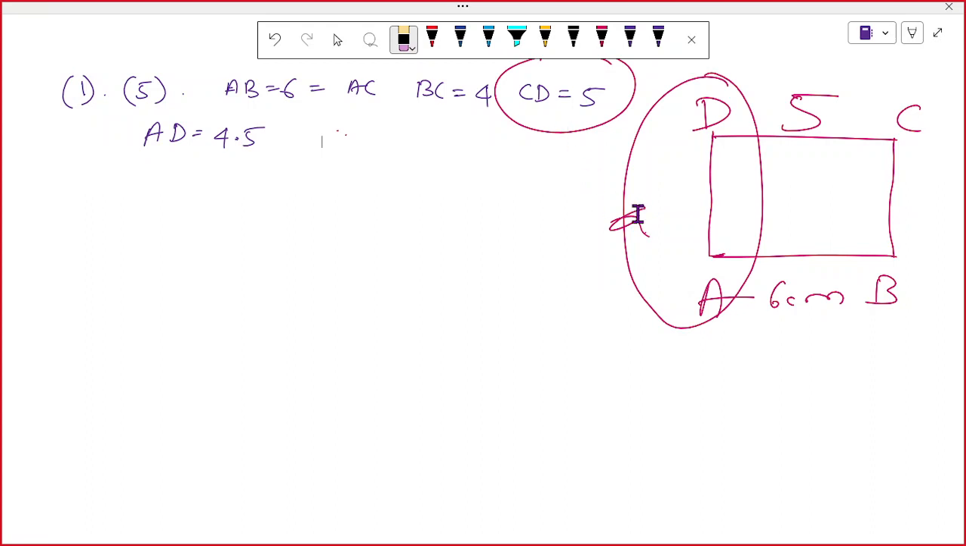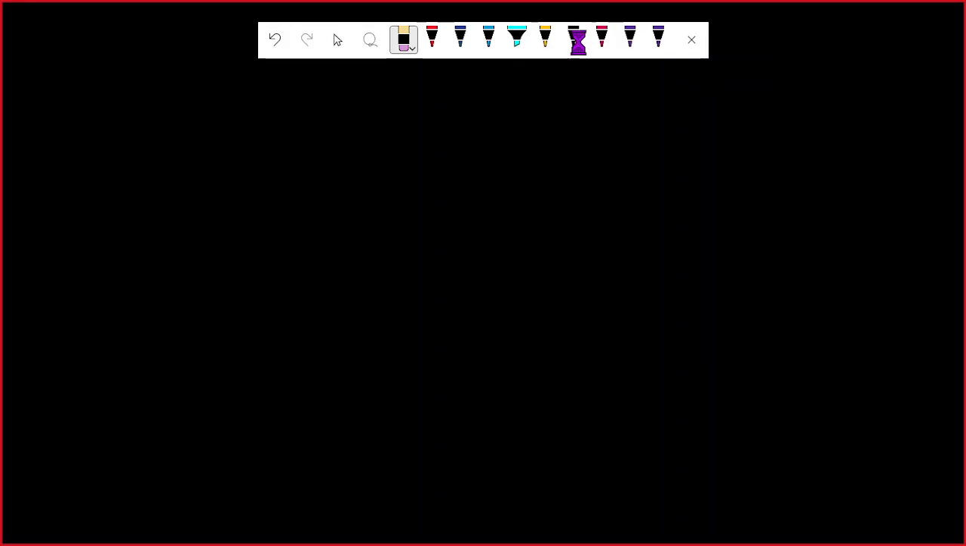Okay, BC is 4 centimeters. Take BC as 4. So construct AB 6 centimeters. There's no angle given, so you can start from A or B, any value.